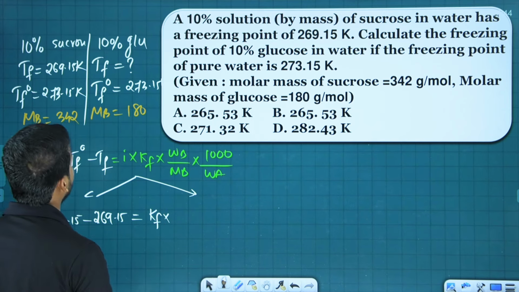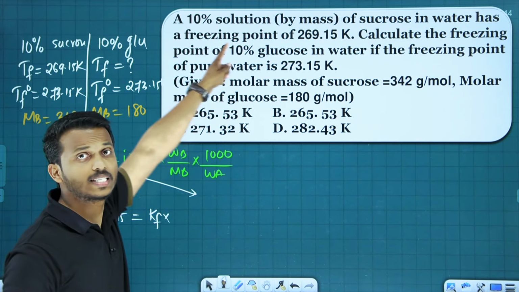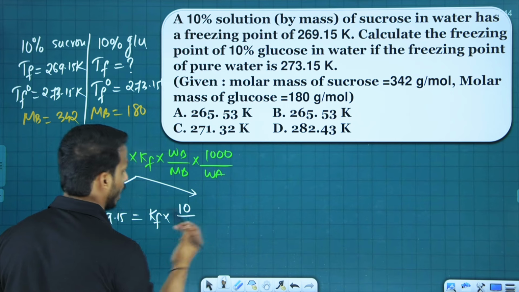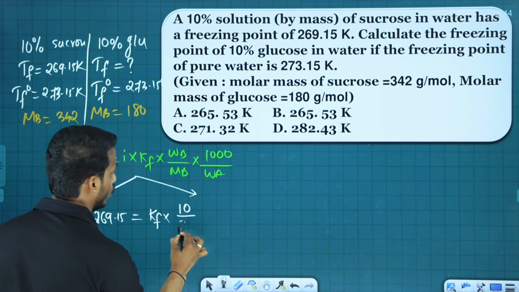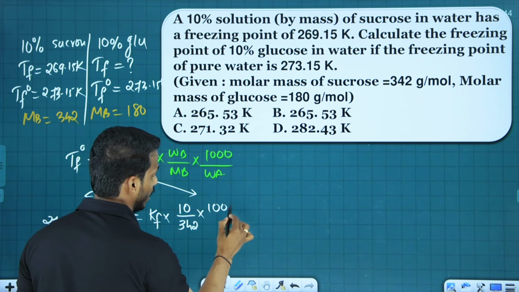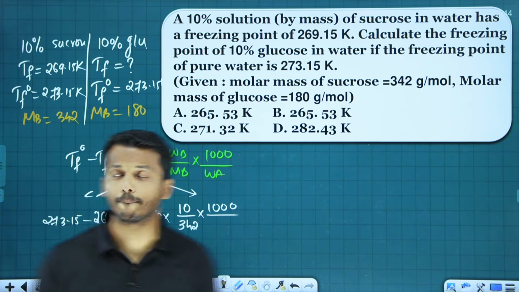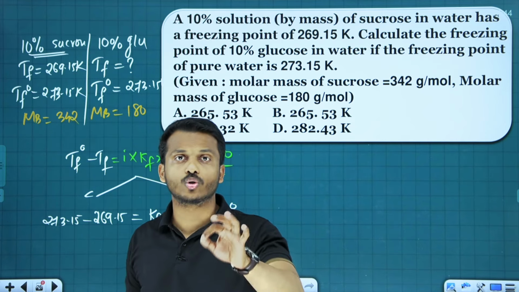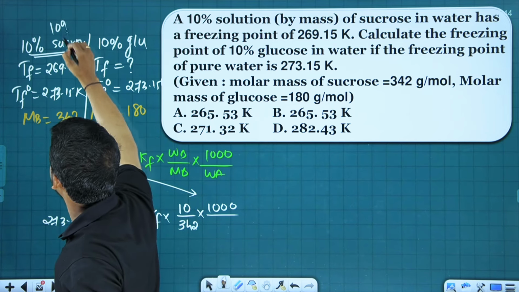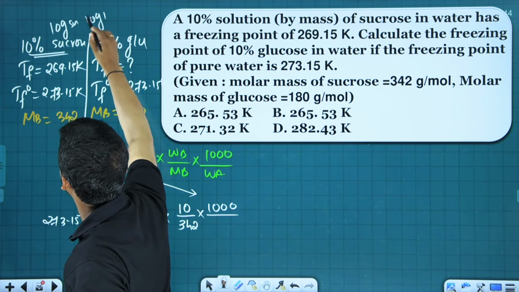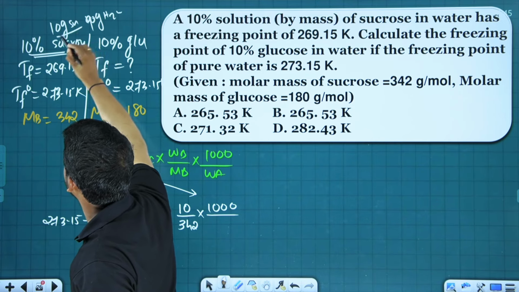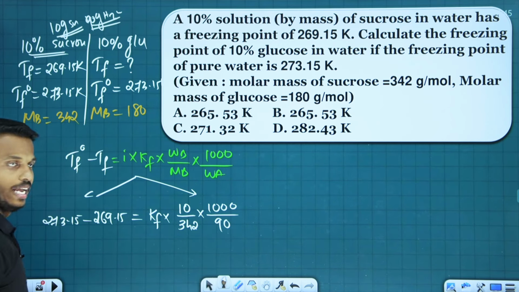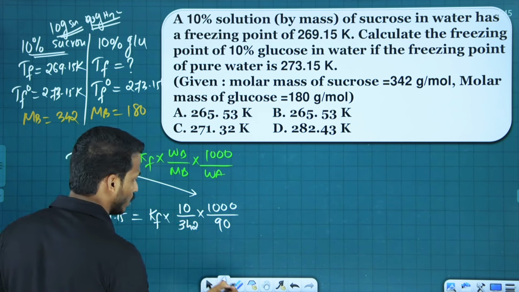What is WB? A 10% solution means 10 gram, so the weight of solute is 10 gram. The molecular mass of solute is 342, into 1000 divided by the weight of solvent. See my dear, 10% sucrose means 10 gram sucrose in 90 gram water. So the weight of solute is 10, the weight of solvent is 90, divided by 90. This is for the first solution.